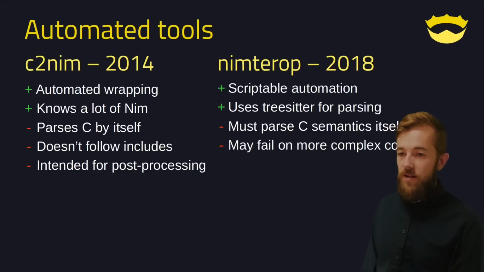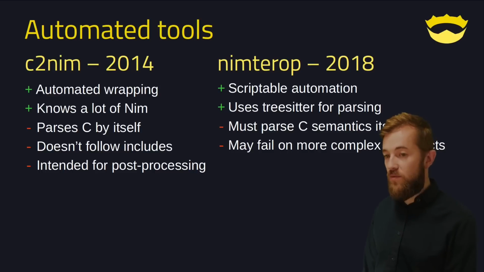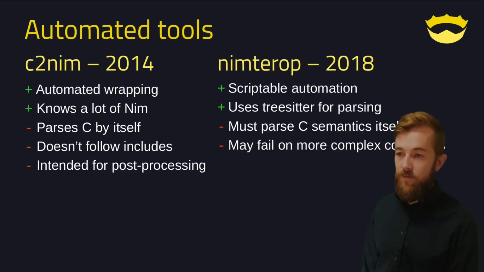But as I mentioned, there have been tools for this for basically forever. C2Nim was written by Andreas in 2014, and it automates this process. You give it a snippet of C code, and it spits out a snippet of Nim code. Of course, it's also written by Andreas himself, so it knows a lot about Nim and how Nim interfaces with C, and sort of how things should be wrapped.